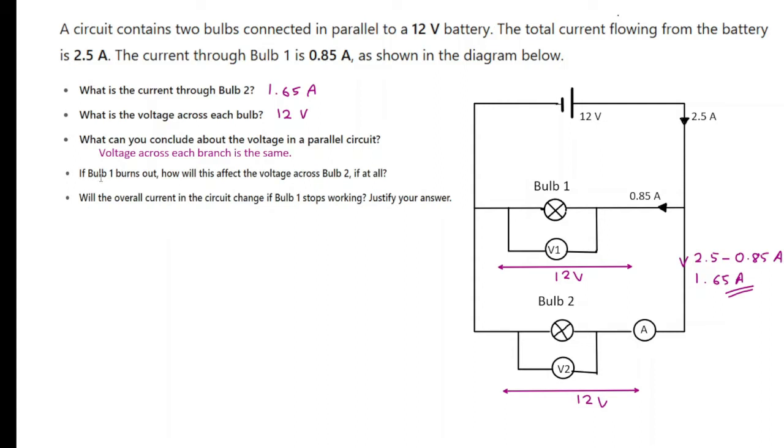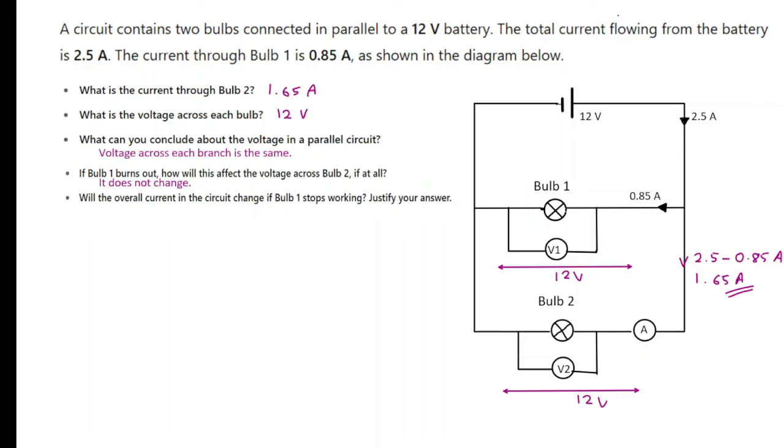If bulb 1 burns out, how will this affect the voltage across bulb 2, if at all? Well, if bulb 1 burns out, the voltage across bulb 2 does not change. Last part. Will the overall current in the circuit change if bulb 1 stops working? Justify your answer. Now, this is a good one.